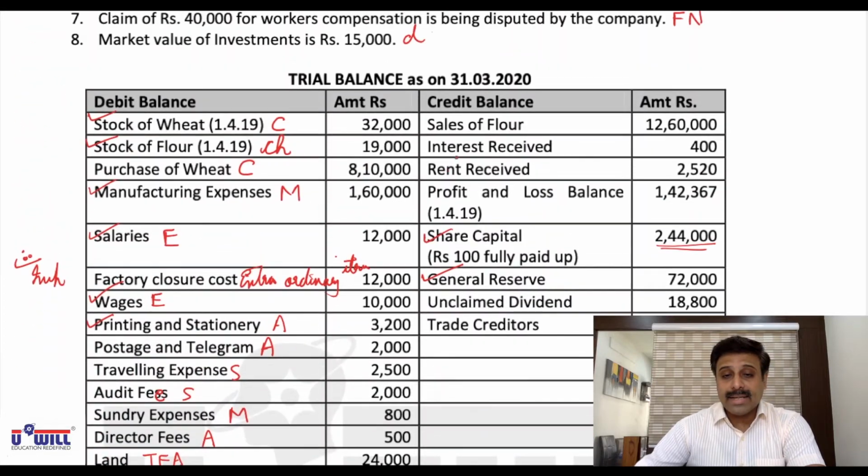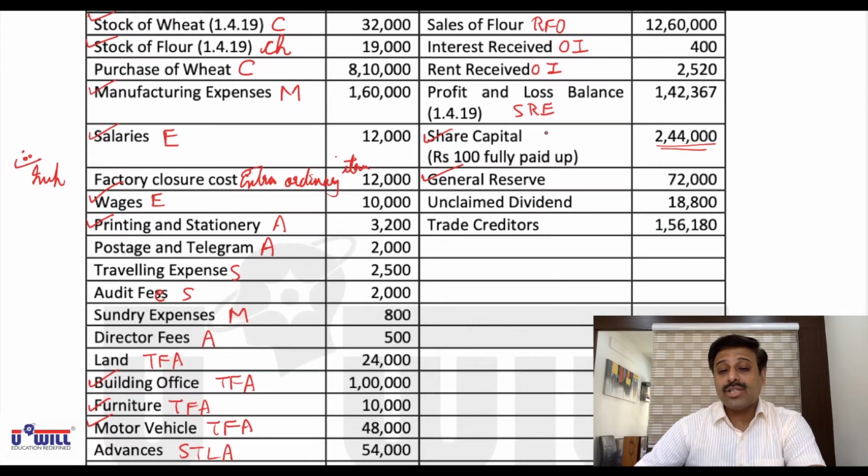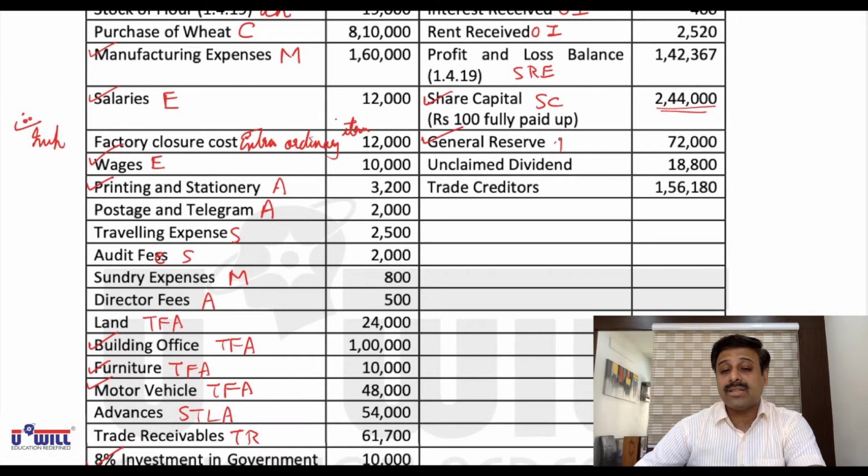Now credit side items: sales of flour, that is revenue from operations; interest received, that is other incomes; rent received is other incomes; profit and loss balance is the opening balance of P&L, it will come in the statement of retained earnings; share capital, general reserve, reserves and surplus, unclaimed dividend, other current liabilities, and trade creditors are trade payable.